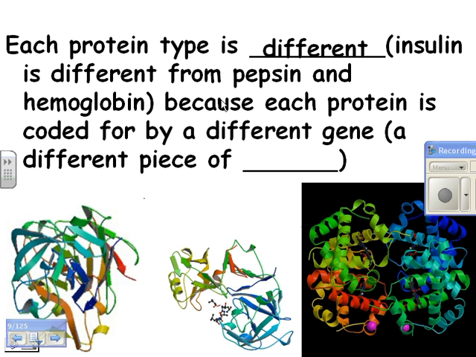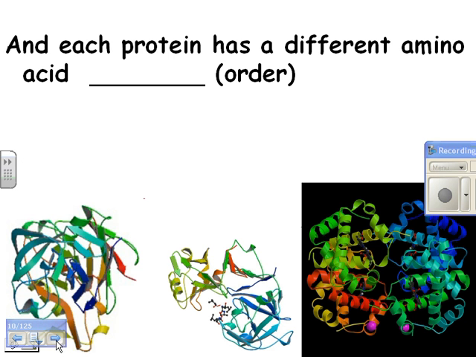So each protein is different because each protein is coded for by a different gene. In other words, a different piece of DNA. So there's a gene for insulin that'll code for insulin. There's a gene that'll code for the protein pepsin. There's another gene that will code for the protein hemoglobin. And you have all this DNA in all your cells, but the DNA for insulin is only turned on in certain cells in your pancreas. So each protein has a different amino acid sequence, and sequence is another name for order.